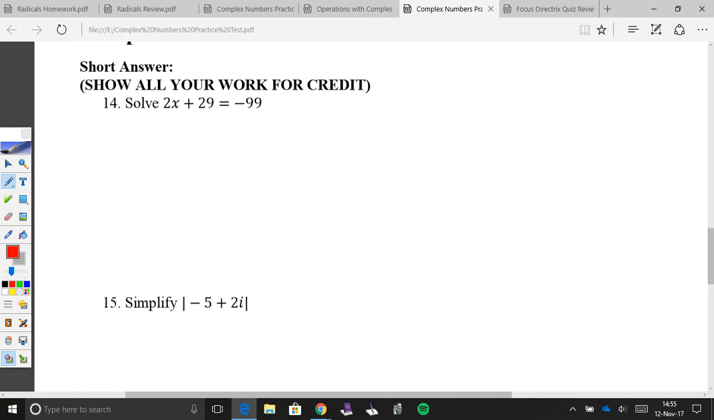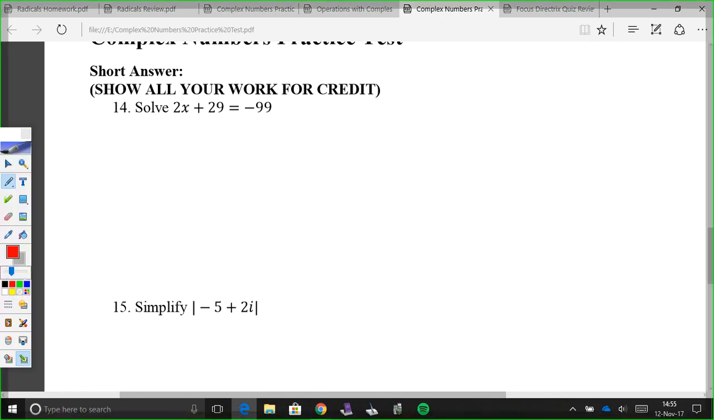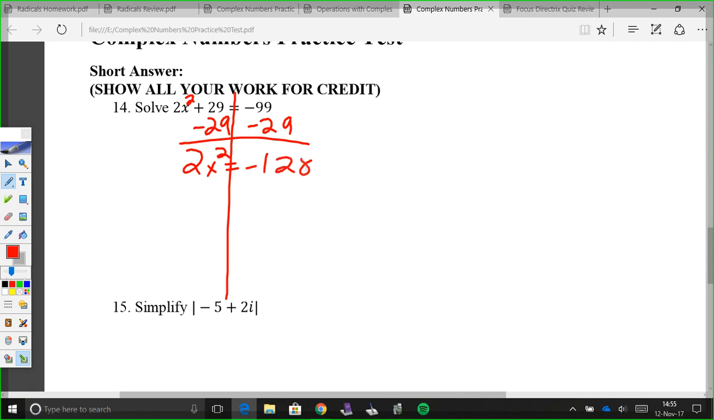So on your paper, you have to keep in mind that there is a typo on this. This problem is actually 2x squared. And I think on all of them, it's missing that squared. So make sure you add that first and foremost. And just solve this problem like you did in number 3 or 4. So, I'm going to subtract my 29. I'll have 2x squared equal to, what is that? Negative 128.